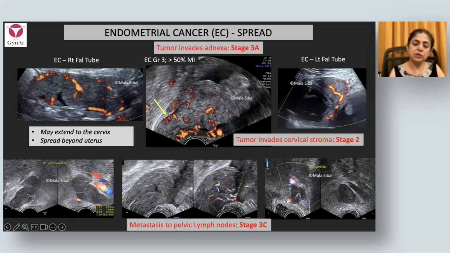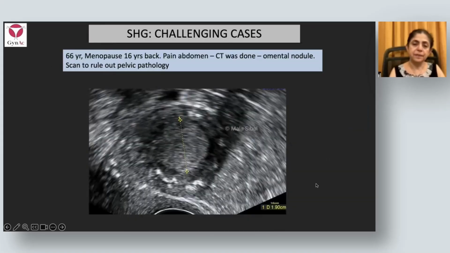In this particular patient, the endometrial cancer had metastasized to the lymph nodes, to the pelvic lymph nodes. You can see the iliac lymph nodes on both sides, on the right and the left.